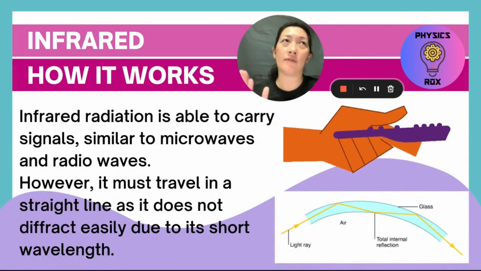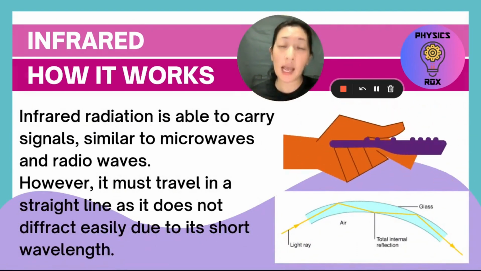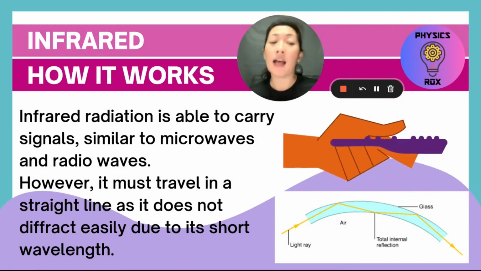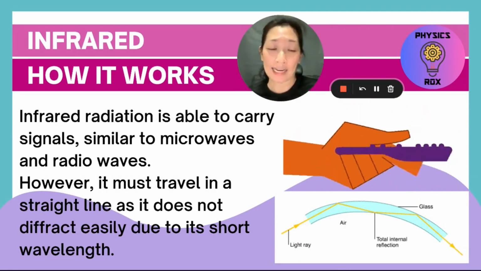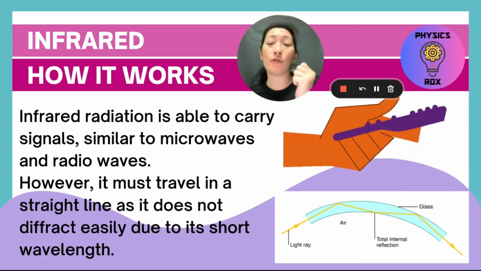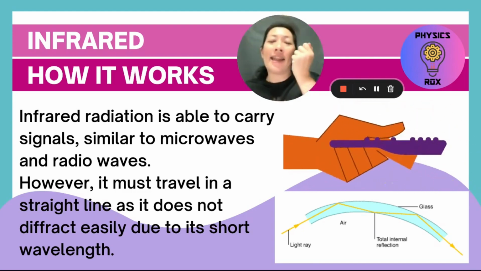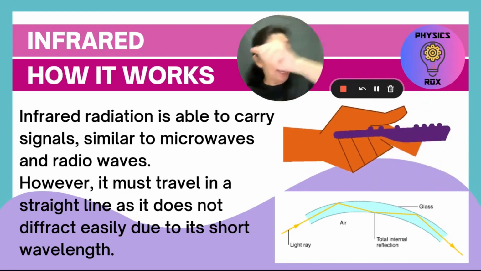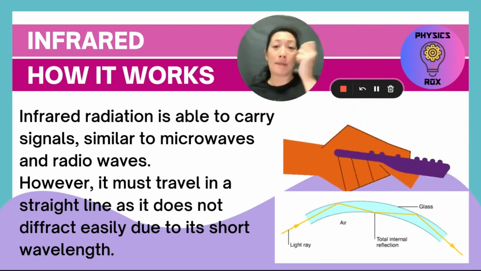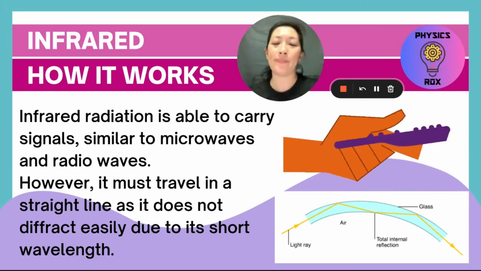So just like radio waves and microwaves, infrared radiation is also able to carry signals. However, it must travel in a straight line because it does not diffract easily due to its very, very short wavelength. So straight line only. That's why when you use your remote controls, you have to point the remote control at the receiver directly. If you're pointing it anywhere else, if you're lucky, it might get there because of reflection, but otherwise it cannot because it must travel in a straight line.